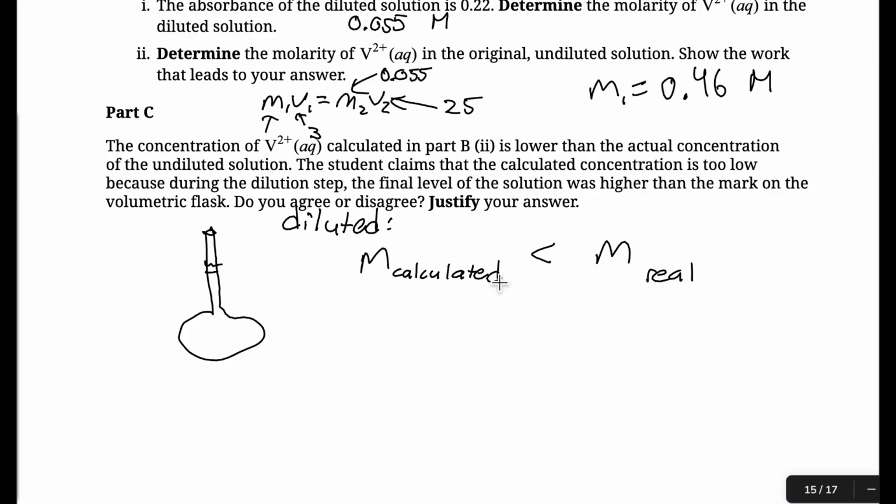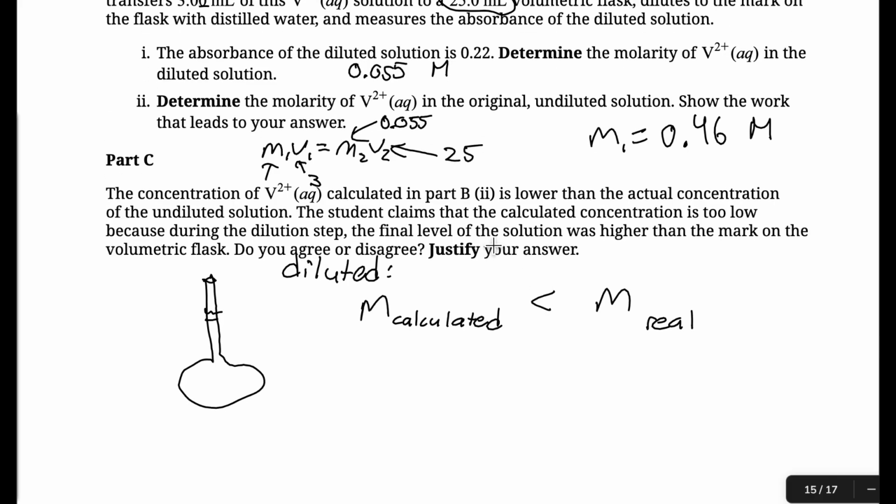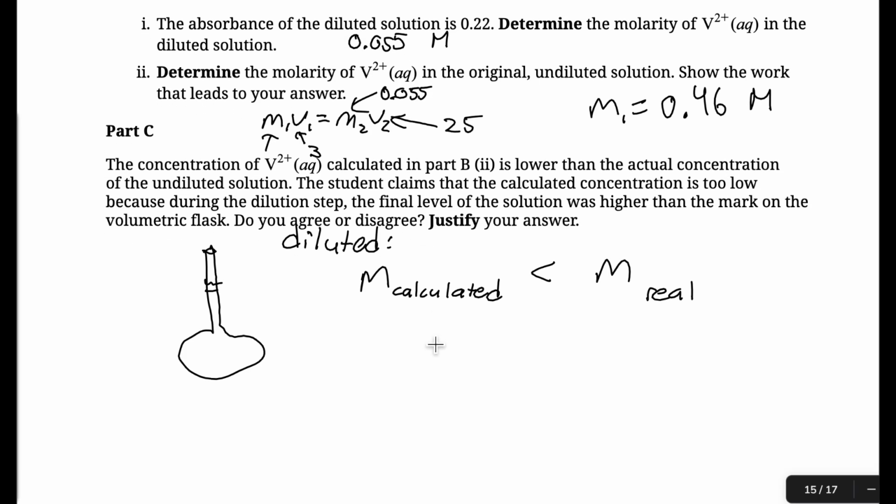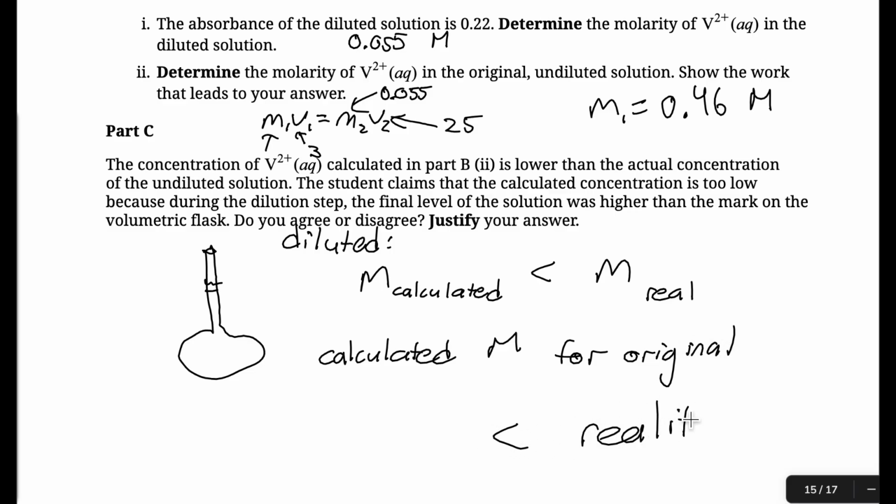Now, because we're getting our original molarity from this dilution, we're literally calculating our original M1 here, taking into account our diluted molarity. That means that our new calculated molarity for the original is also going to be smaller than reality. Hence, the student is true.